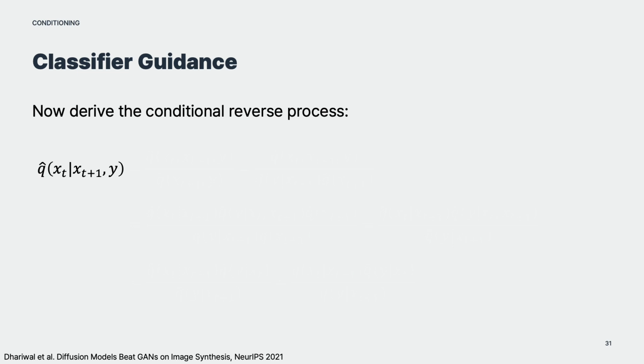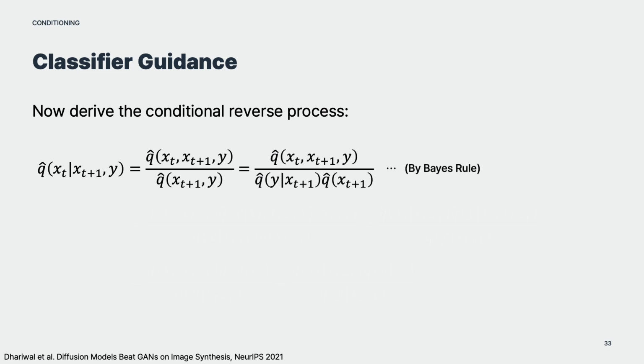Now let's take a look at the conditional reverse process. Based on our forward process, the reverse process takes on the following form. By applying Bayes' rule a second time carefully, this equation becomes like this.